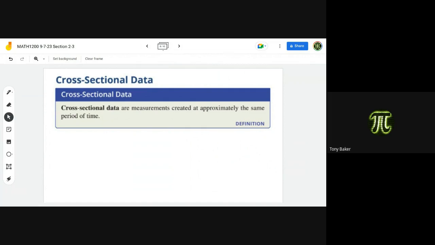Okay. Or if I had a chart and I put everybody's bank account balance on a list, that would be cross-sectional data. All right. So the difference between the time series and cross-sectional data: time series is over time, and cross-sectional data is a moment in time.